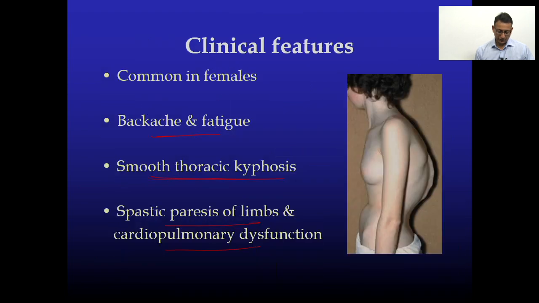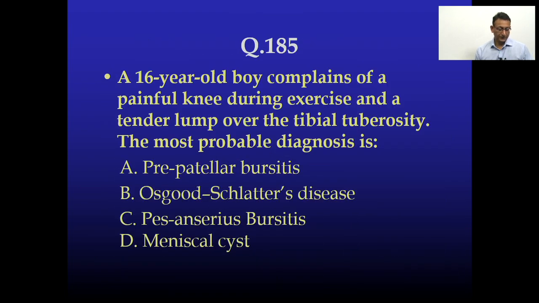Let's move to the next question, 185. A 16-year-old boy, a teenage boy, complains of a painful knee during exercises. He is painful only during the exercises, and has a tender lump over the tibial tuberosity. The most probable diagnosis is: prepatellar bursitis, Osgood-Schlatter's disease, pes anserine bursitis, or meniscal cyst.